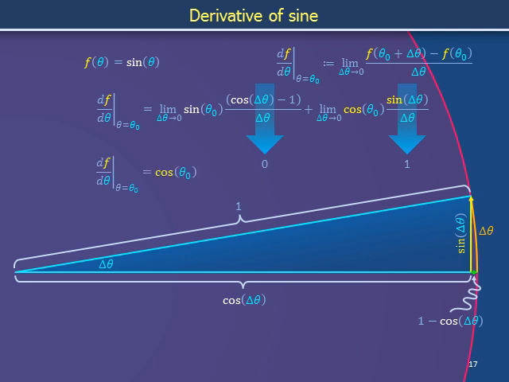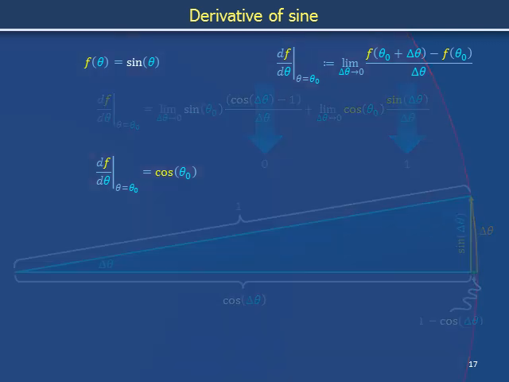Thus, df d theta at theta equals theta naught equals cosine of theta naught. The derivative of sine is cosine as expected.